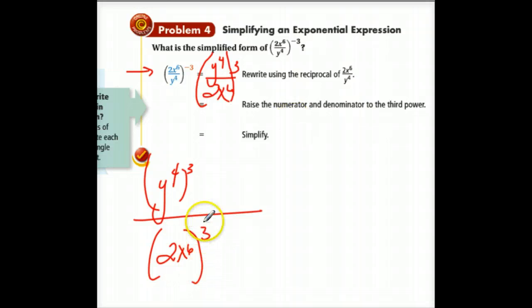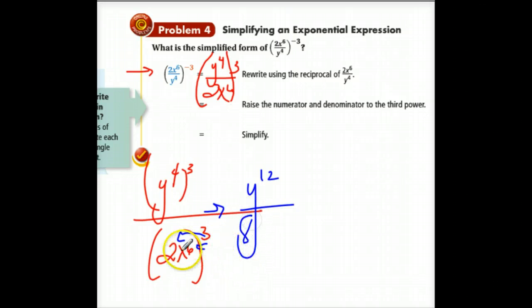So let's see what this is going to look like. Power to a power, I just multiply. I have y to the 12th over 2 to the 3rd, because this applies to the 2 and it applies to the x to the 6th. So 2 to the 3rd is 8. And x to the 6th power to the 3rd, power to a power, I multiply. So 6 times 3 is 18. My answer is y to the 12th power over 8 times x to the 18th power.